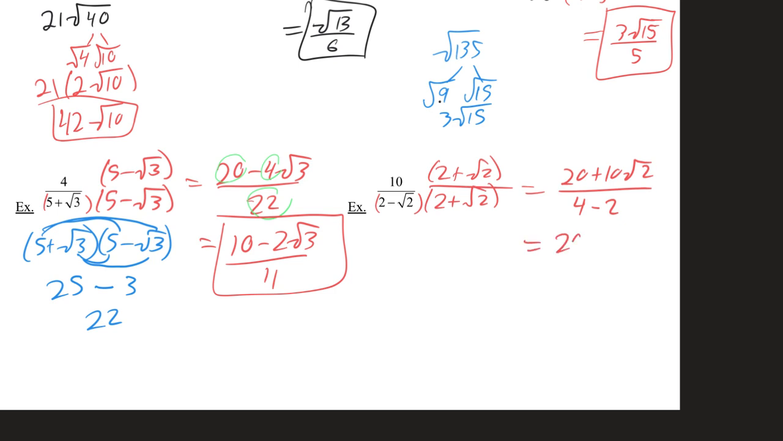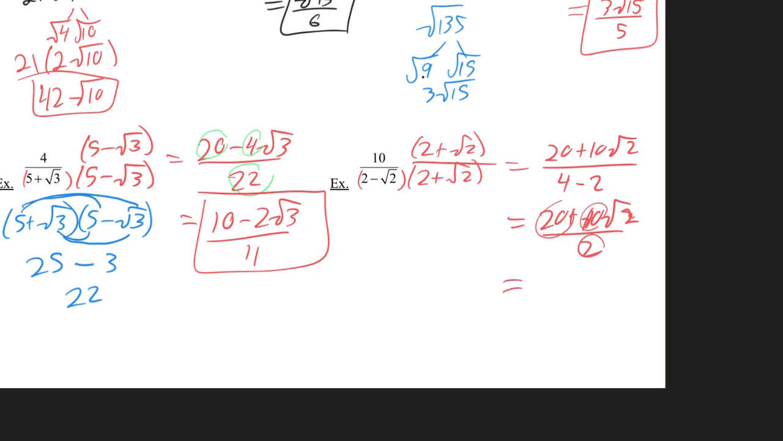Okay, so I get 20 plus this 10 square root of 2 divided by 2, and same thing, I can reduce those numbers on the outside by 2. All right, so I can divide by that 2, and that becomes 10 plus 5 square root of 2 over 1, which I don't need over 1 anymore. So that would be my final answer for that.